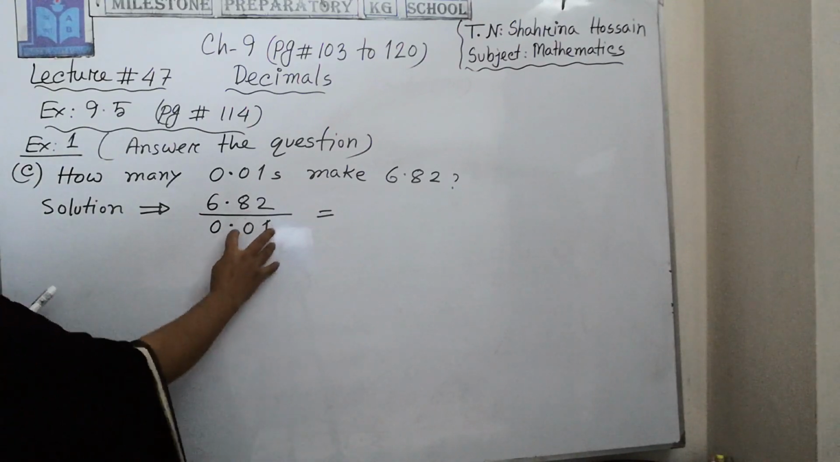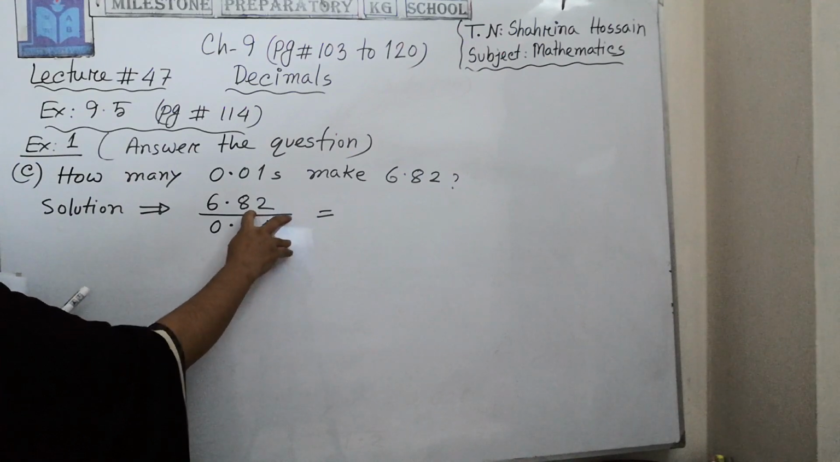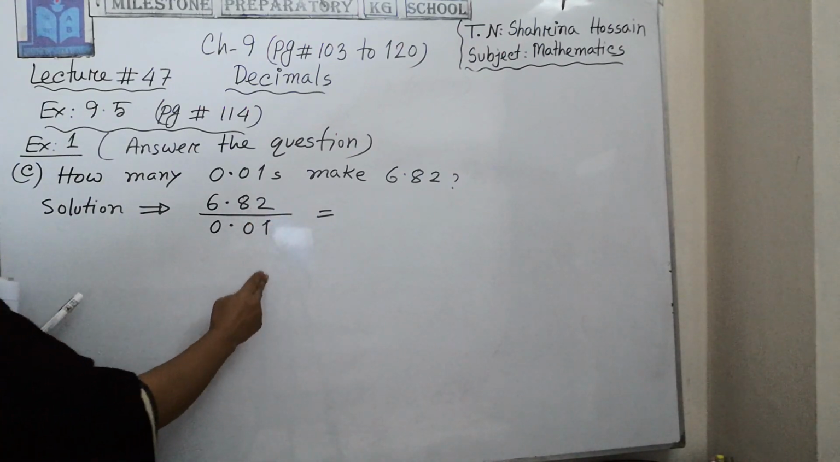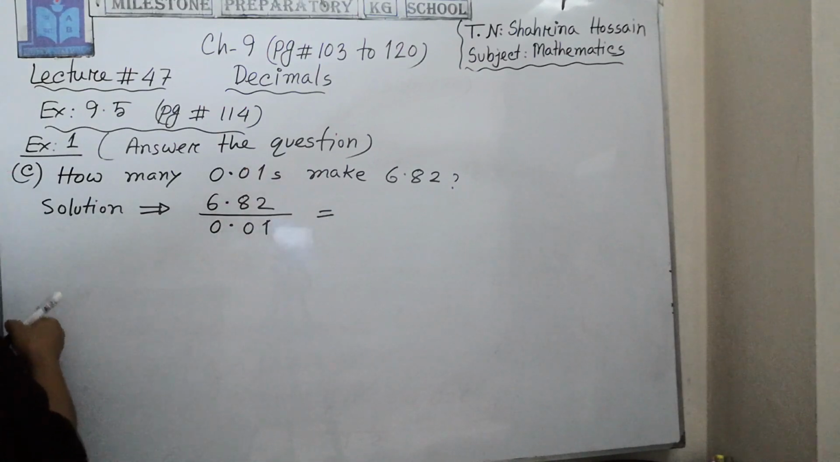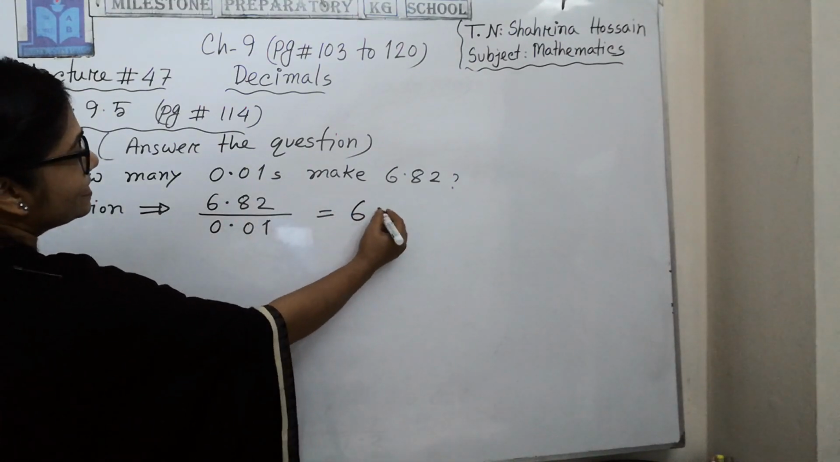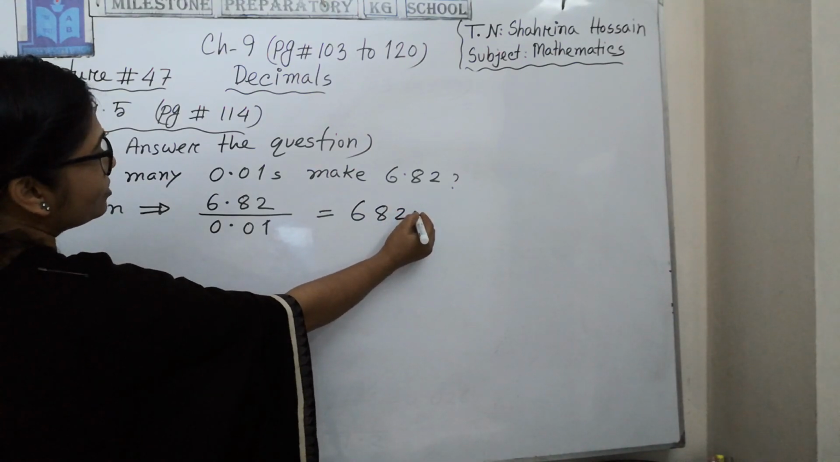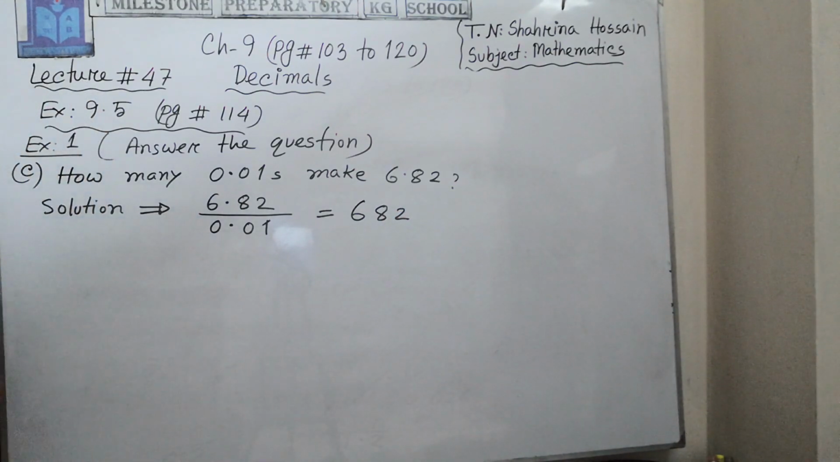So here, after the decimal, how many digits are there? 8 and 2. That means 2 digits. So we will put the decimal point after these 2 digits. So my answer is 682. That means the decimal is at that point. There is no need to write any 0 there because 0 has no value after the decimal. Okay. This way we will divide.